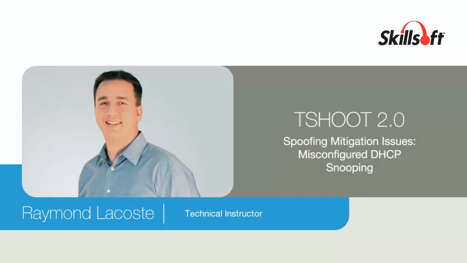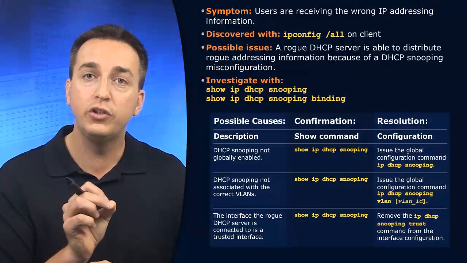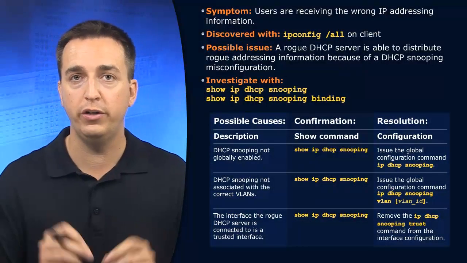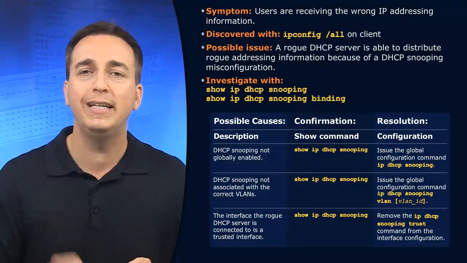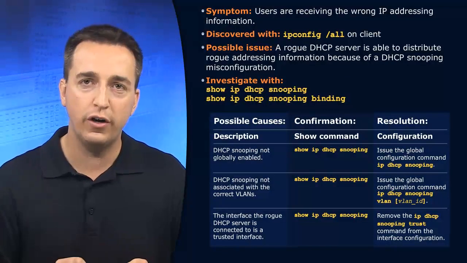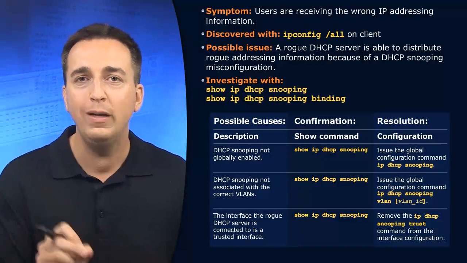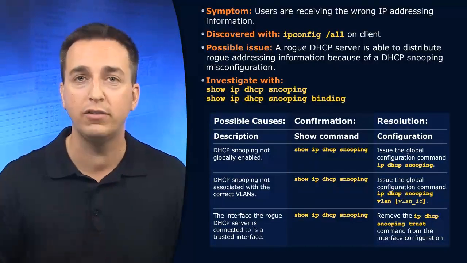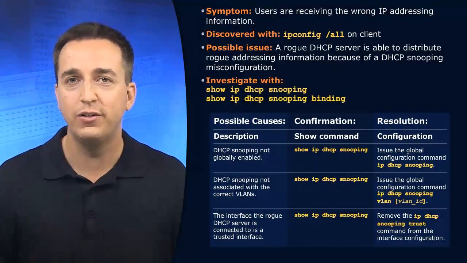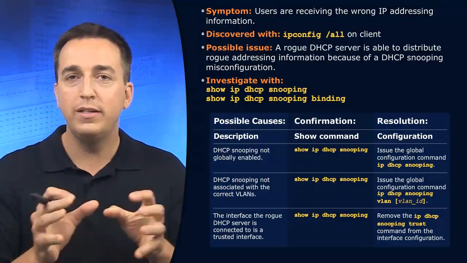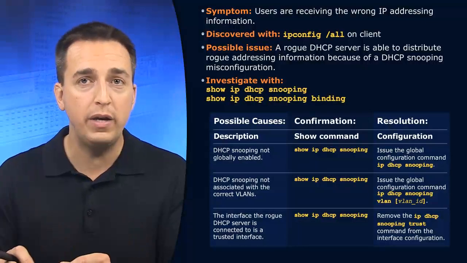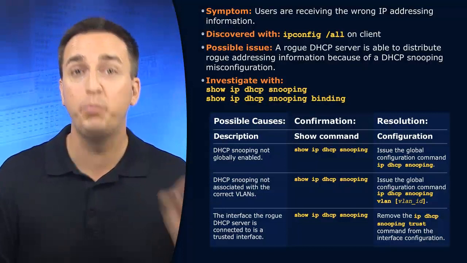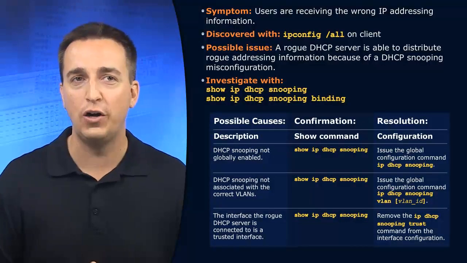Let's say you set up DHCP snooping in your environment. What is DHCP snooping going to do for you? DHCP snooping is designed to make sure that rogue DHCP servers are not able to hand out IP addresses to the clients within your network. So DHCP snooping is designed to protect you from DHCP spoofing attacks. That's what it's all about.